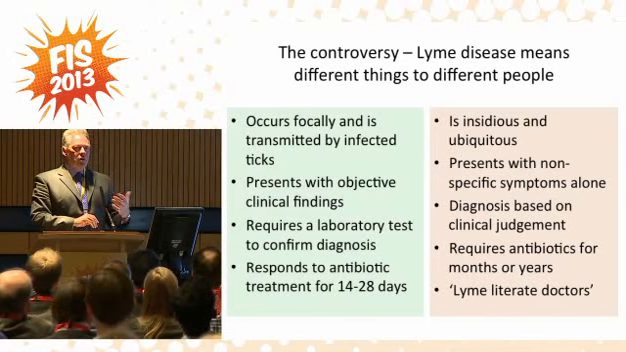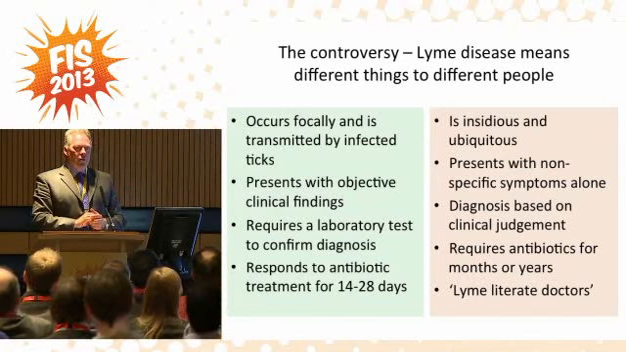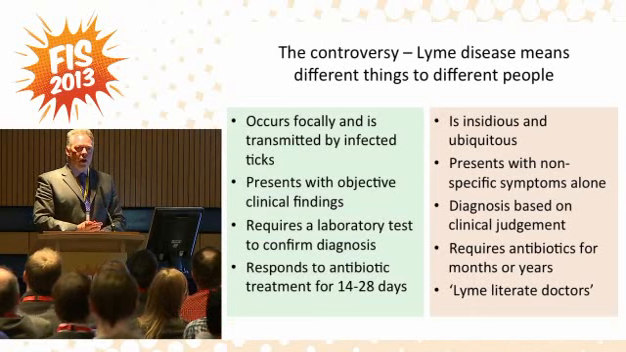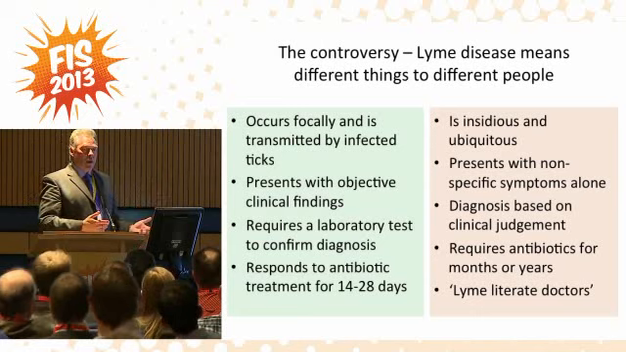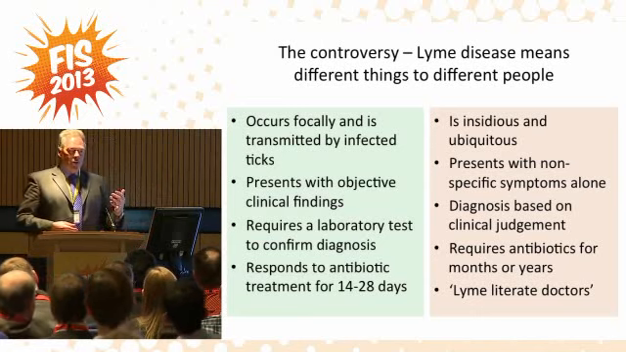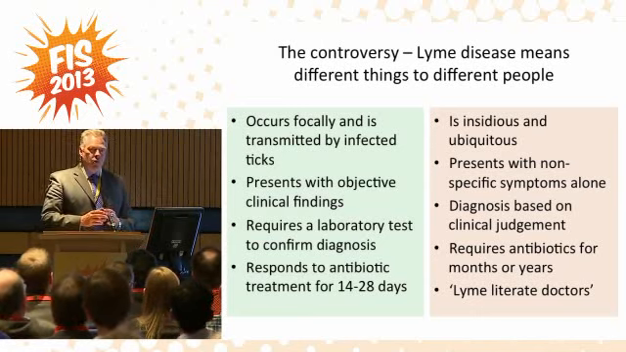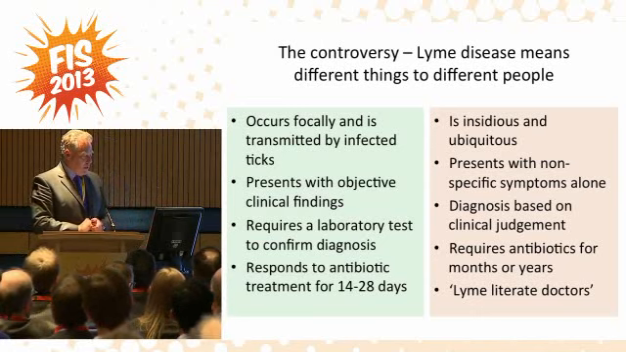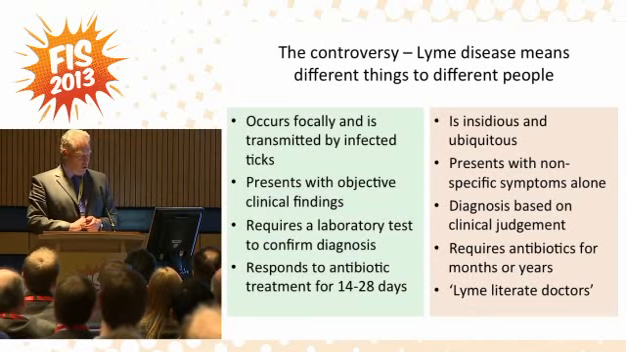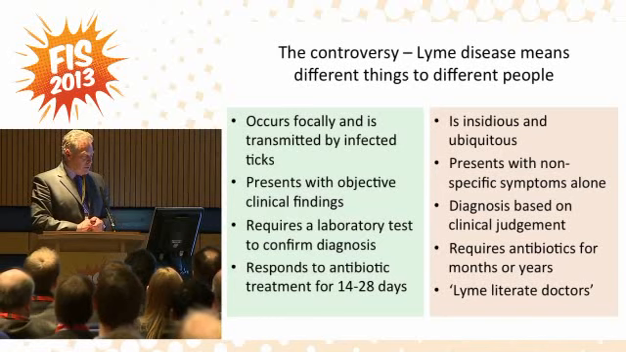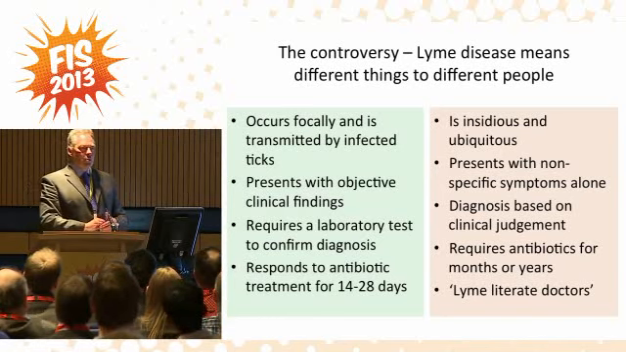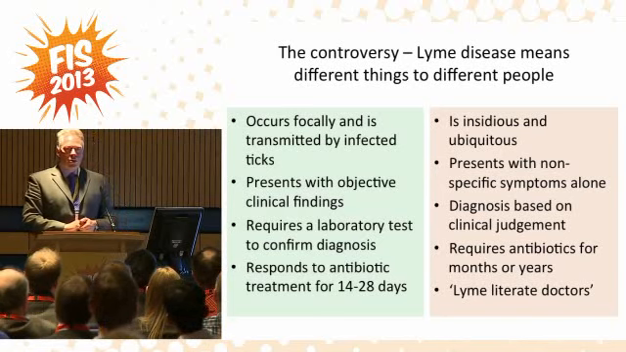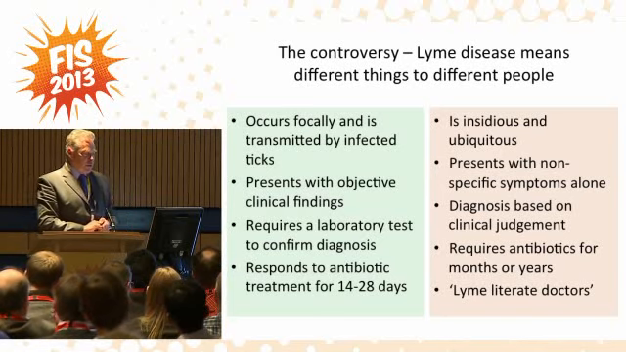I'll explain what is going on there, because I think most of us in this room will be in the rigorously scientific camp, which regards Lyme disease, in the left-hand column, as a disease that occurs focally, that's transmitted by infected ticks, that presents with objective clinical findings and requires a laboratory test to confirm the diagnosis. And when that diagnosis has been confirmed, patients tend to respond pretty rapidly to short courses of appropriate antibiotics.